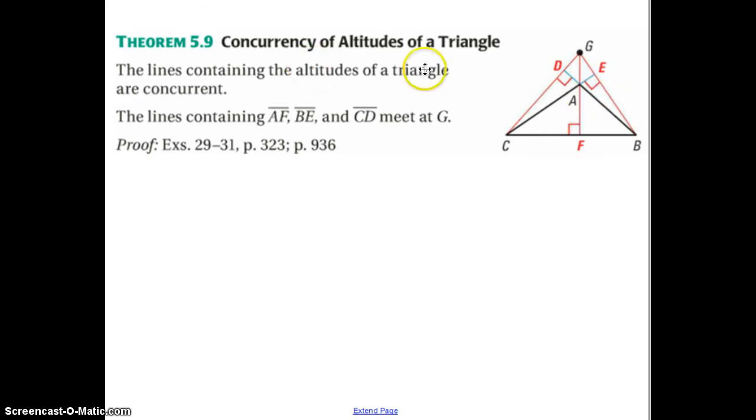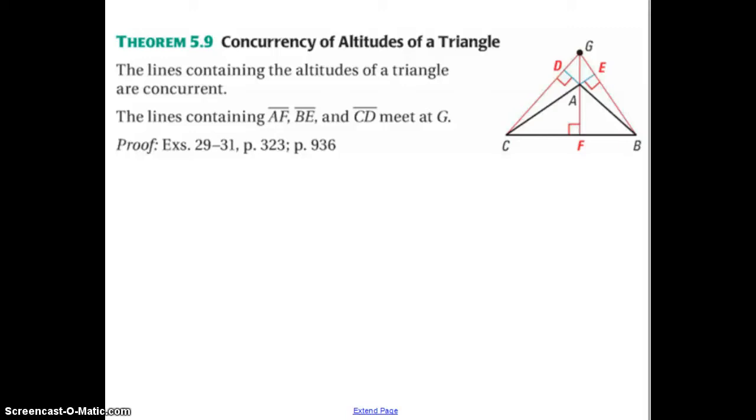The concurrency of the altitudes of a triangle, this theorem: the lines containing the altitudes of a triangle are concurrent. So these three are my altitudes. Okay, they meet here at this point G. The lines containing AF, BE, and CD meet at G. Okay, this point of concurrency of my altitudes is going to be called the orthocenter of the triangle.